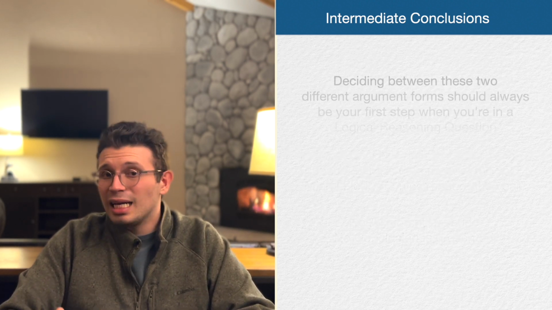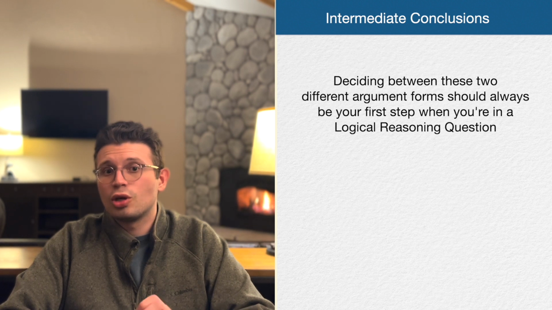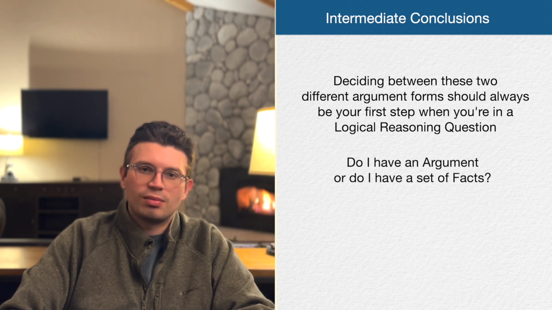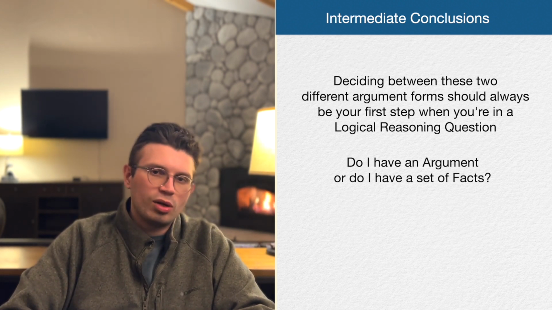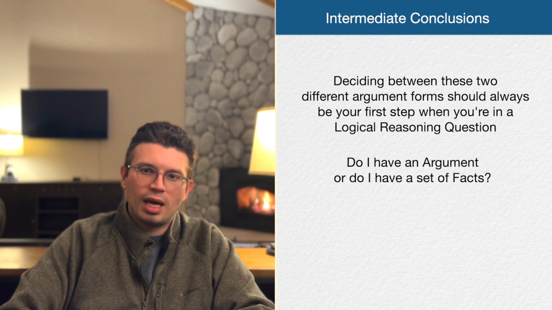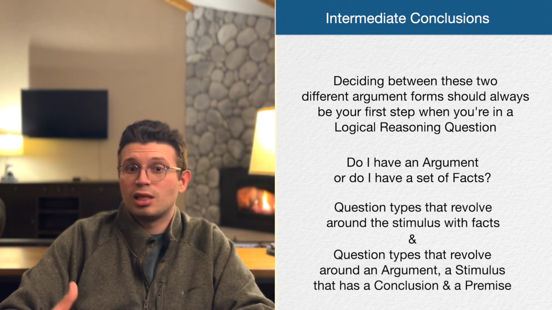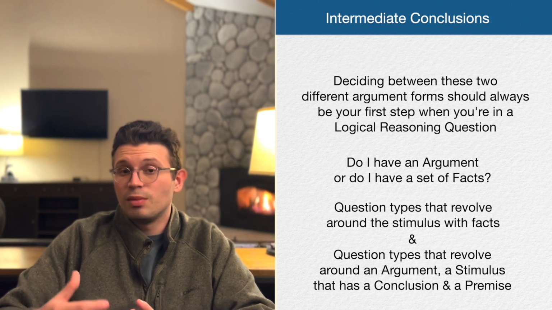Deciding between these two different stimulus forms should always be your first step when you're in a logical reasoning question. Do I have an argument or do I have a set of facts? That's loosely how we break up the question types in logical reasoning: question types that revolve around a stimulus with facts, and question types that revolve around an argument, a stimulus that has a conclusion and a premise. Now let's take a look at a couple of practice questions and practice really identifying which type of stimulus we have. So I'll see you guys in the next video for us to do that.